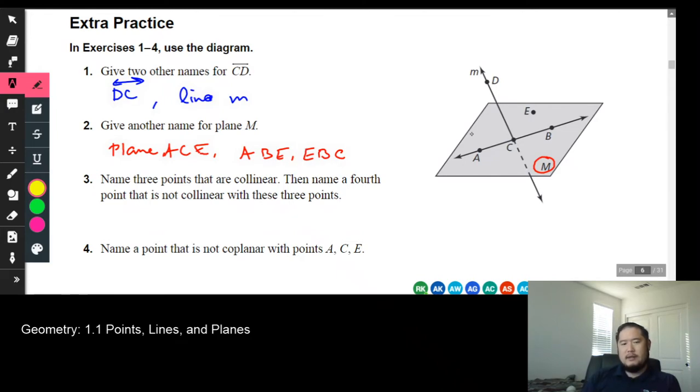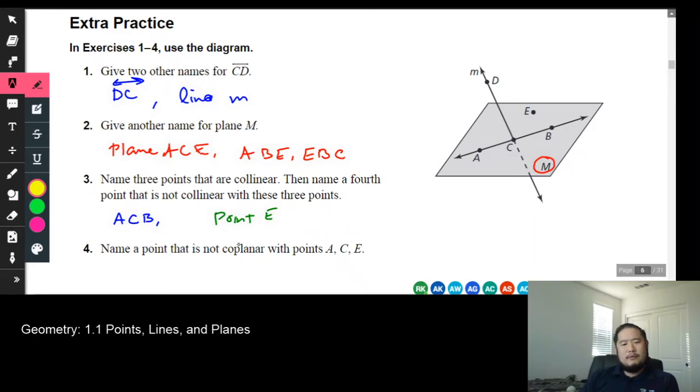All right, so that takes us to number 3. Name 3 points that are collinear. Remember, if they are collinear, they are on the same line. I see 3 points that are on the same line, and those 3 points would be A, C, and B. Name a 4th point that is not collinear with these 3 points, and that for part 2 would be point E. That would be the 4th point that is not collinear. You can see that that one is a loner. It's off to the side.